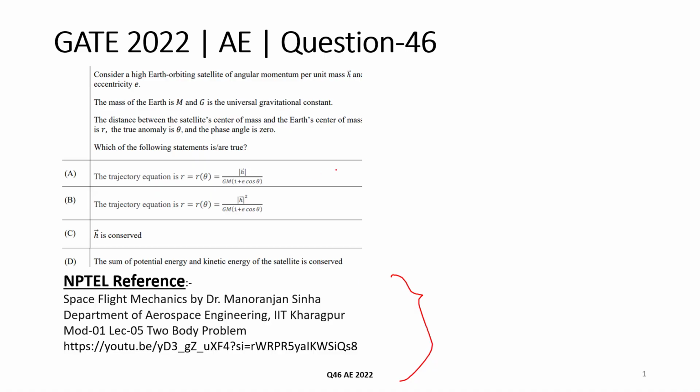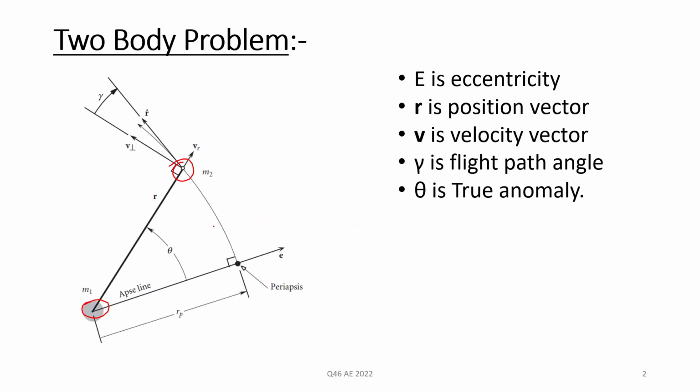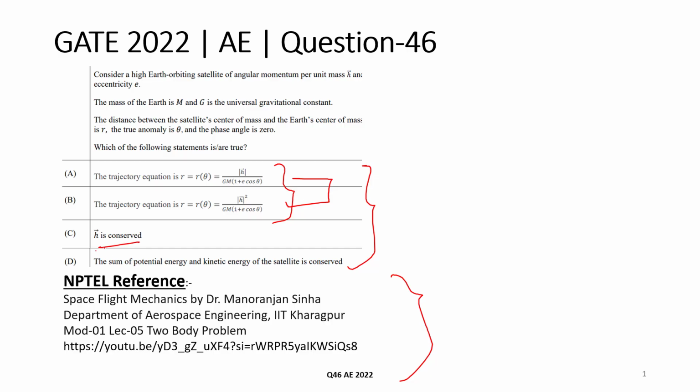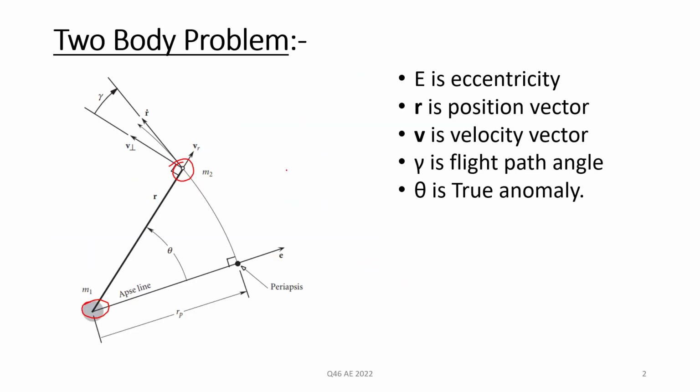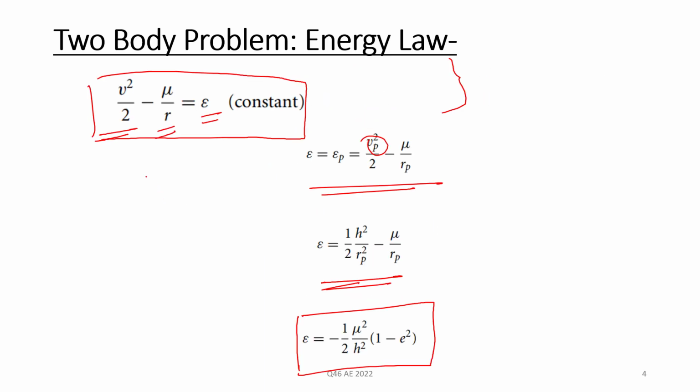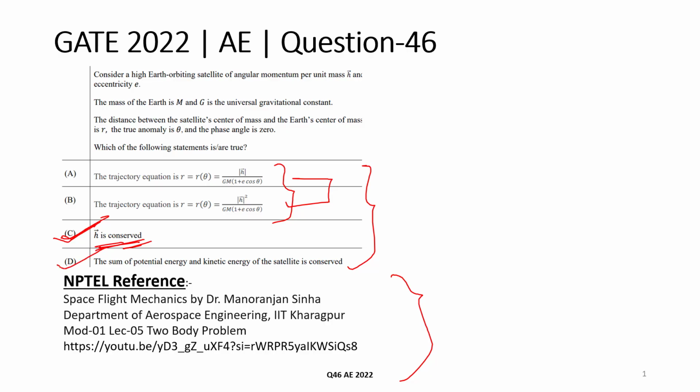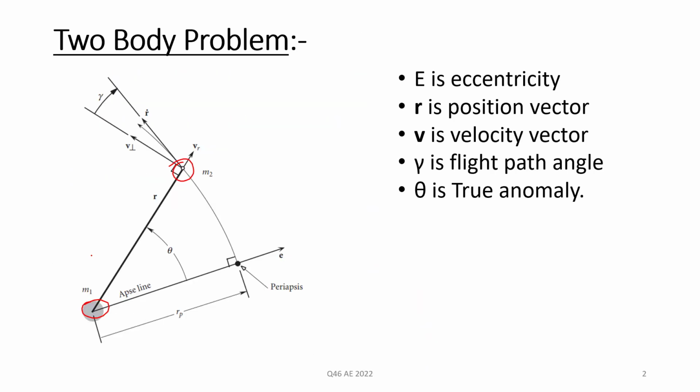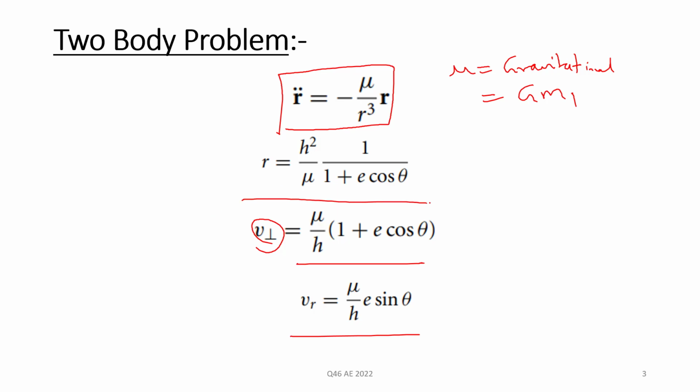Now if you see this problem, there are 4 options, and of options A and B, only one option is possible, and we have to see if C and D are correct. According to Kepler's law, angular momentum is always conserved, so option C is correct. And we have seen that the sum of potential energy and kinetic energy is constant in the two-body problem, so option D is also correct.